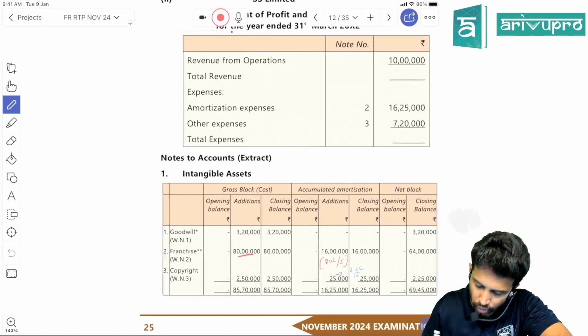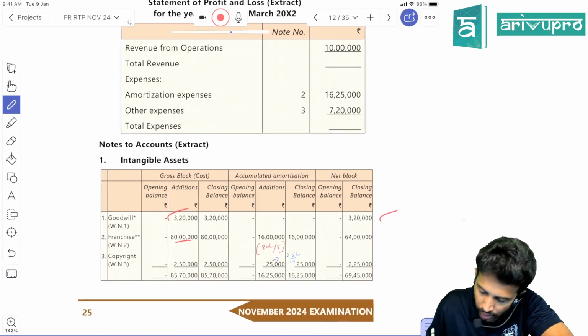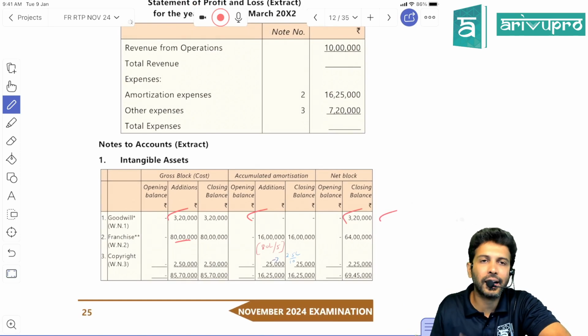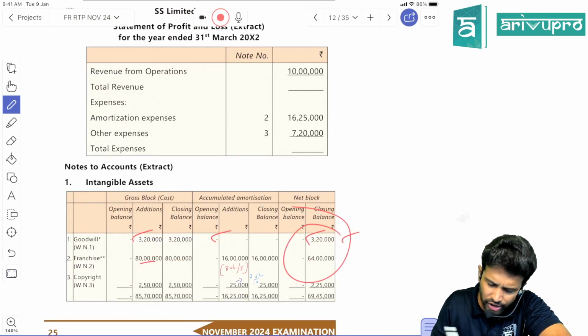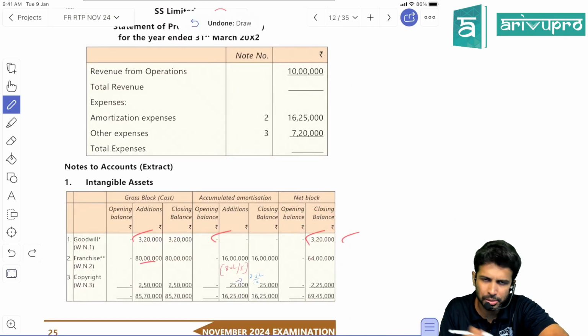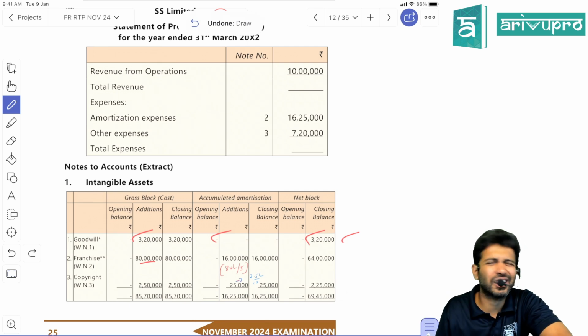So what is this goodwill now? If you calculate, this goodwill is 3,20,000 that got added in the current year. Will we amortize this goodwill? No, amortization is 0. So closing balance will be 3,20,000. We have many assets, we'll combine them. This is the schedule, this is your notes to intangible assets. We'll combine everything, get the final value, and show it in the balance sheet. That is what they are asking us to prepare.